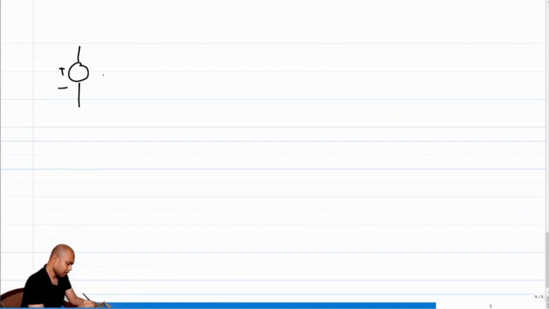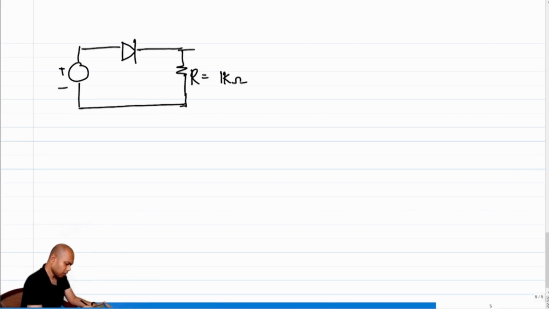So let's replace our nonlinear element with a PN junction diode. This R is equal to 1 kilo ohm. Let's say this voltage is 1 volt, right? And I know the current voltage relationship of a diode.